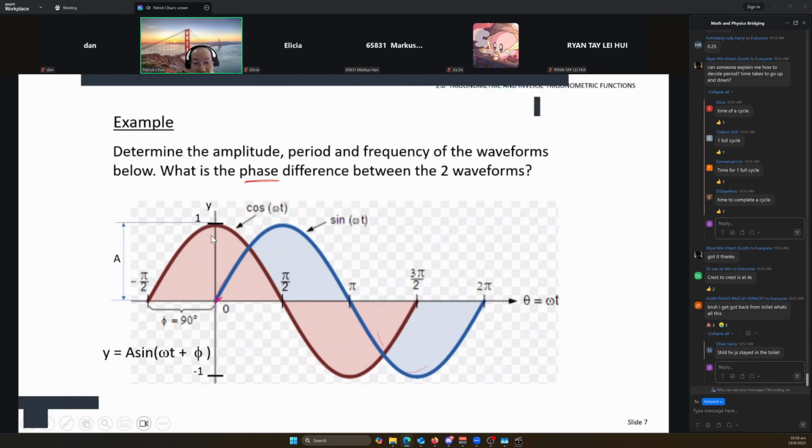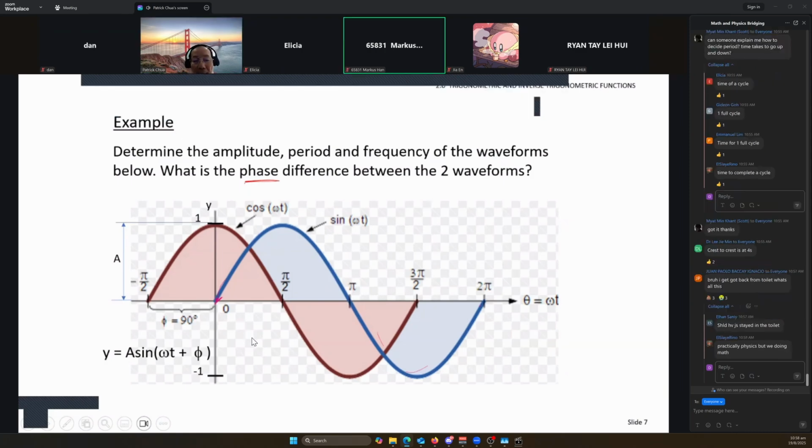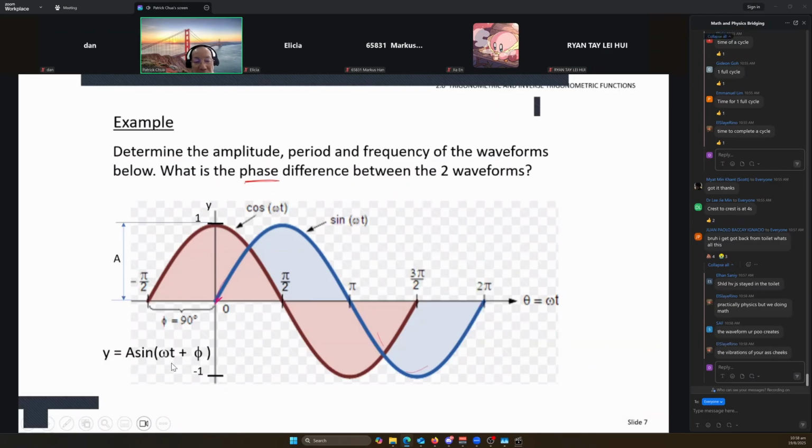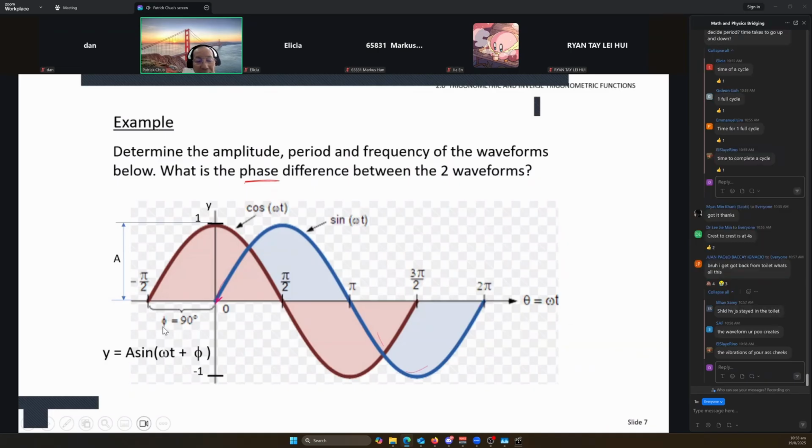This pi is in radians, right? Yeah, pi over 2 is in radians. And the sine waveform, for example, can be represented by this expression here: y equals A sine of omega t plus phi. A is the amplitude of the waveform, omega t is your theta, and phi is the phase shift, or the phase shift angle.